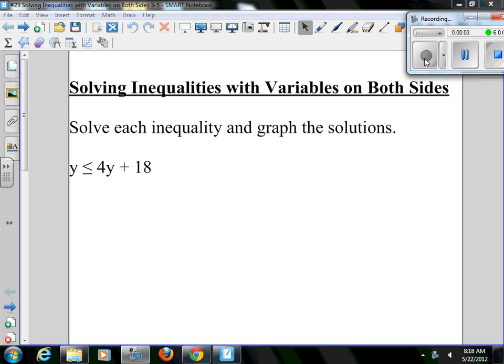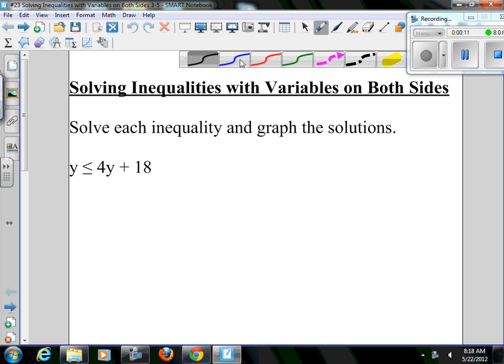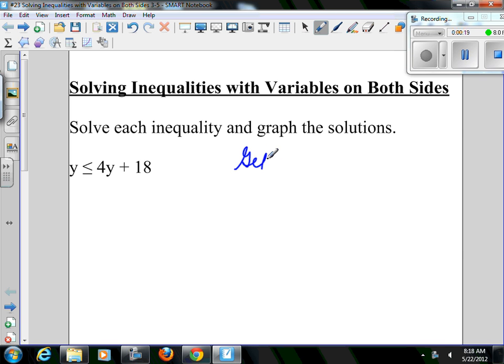Today we're going to be talking about solving inequalities with variables on both sides. So let's solve each inequality and graph the solutions. You notice we have y on each side. We'd like to keep or get all variables on the left. That's so much easier for us. If you practice that rule, it will make your life much easier.